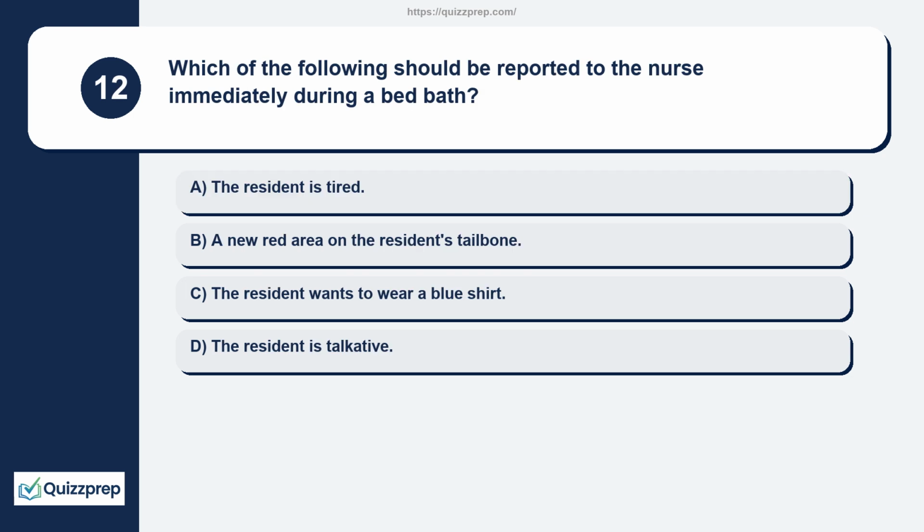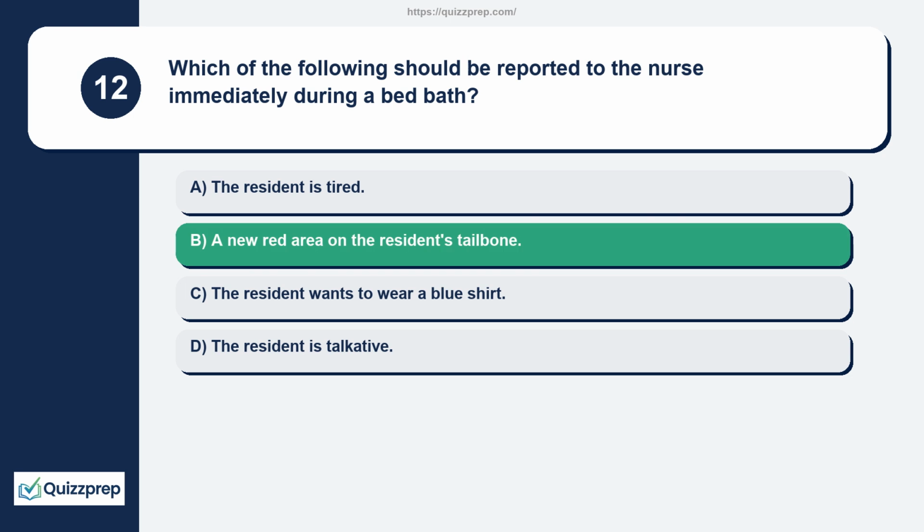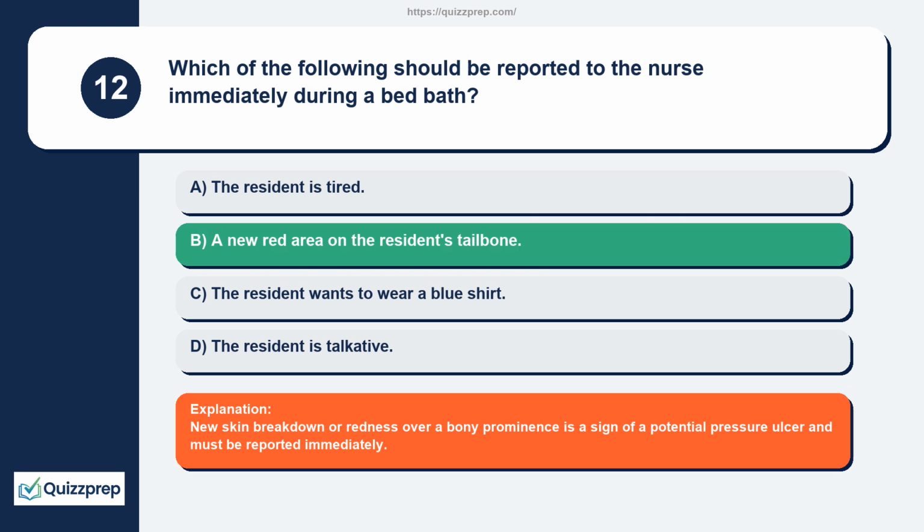Question 12. Which of the following should be reported to the nurse immediately during a bed bath? The resident is tired. A new red area on the resident's tailbone. The resident wants to wear a blue shirt. The resident is talkative. New skin breakdown or redness over a bony prominence is a sign of a potential pressure ulcer and must be reported immediately.